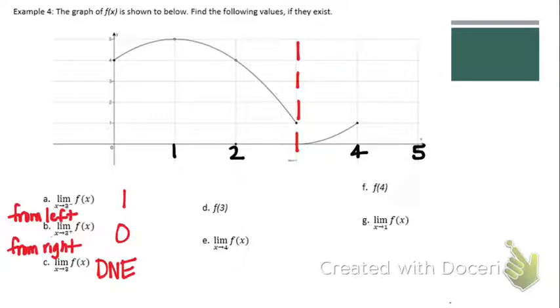Look at letter D. What is the Y value at 3? That's what that's asking you. So it's a jump, but which one of these is the Y value? Which one is closed, the 1 or the 0? So the answer is 1. All right, go ahead and look at E and F. Try to do E and F.